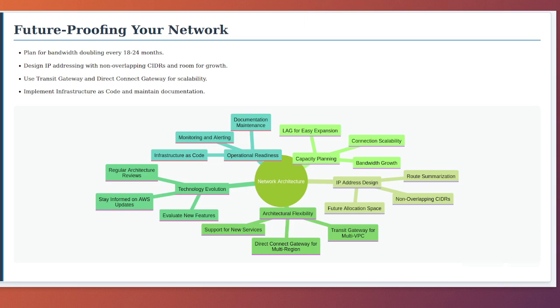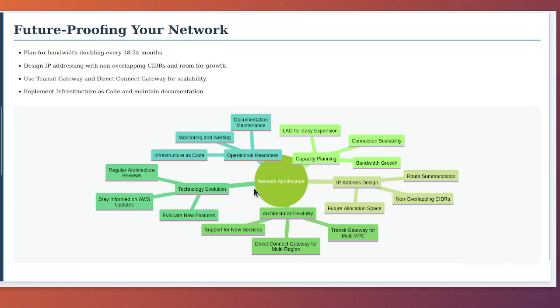Leave room for growth in your addressing scheme. If you use 10.0.0.0/16 for your first VPC, do not use 10.1.0.0/16 for your second. Instead, use non-contiguous address blocks or leave gaps that allow you to create summarized routes later. A poorly planned IP scheme can force you into complex routing workarounds or even require renumbering VPCs, which is extremely disruptive. The diagram shows a mind map of future-proofing considerations.